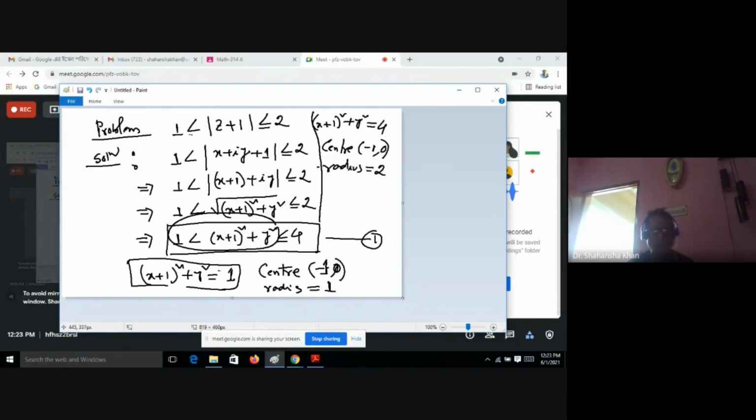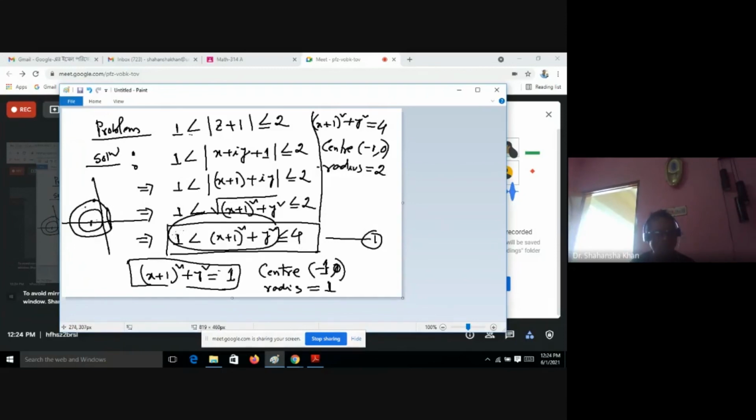This inequality gives a set of circles. If you want to present the circles on a graph, suppose the center is minus 1 comma 0, this is the center, with radius 1, and radius 2. This type of circle. But if you want to find the region, the circle with radius 2 is the upper limit.